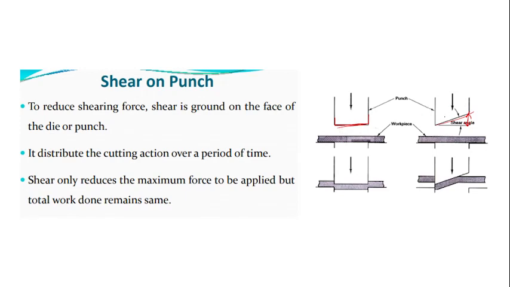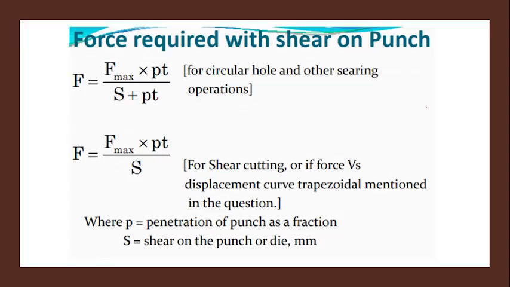So one more thing that you should know, that this is called shear on punch. What they do, they change the shape of the punch and they provide some shear angle, slanted angle in your punch. So by doing that, your force required will be changed as per these formulas. Now your F will be whatever F you were getting before with that size, multiplied by P into T divided by S plus P into T for the circular hole. And the second formula is for shear cutting, when it is not circular.